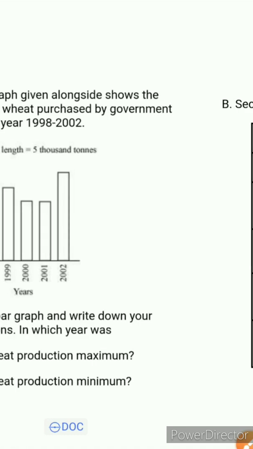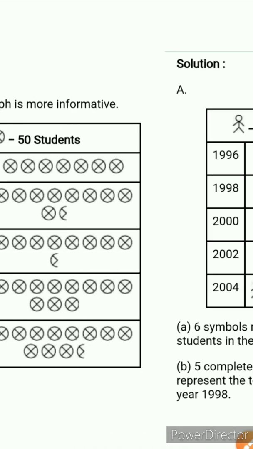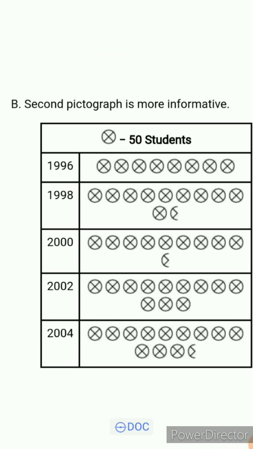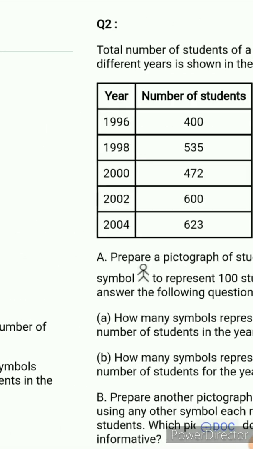Clear? So students, that's the last question of your exercise, exercise 9.2, question number 2, part B. So just pause your video and do it in your notebook, and that's it for today.